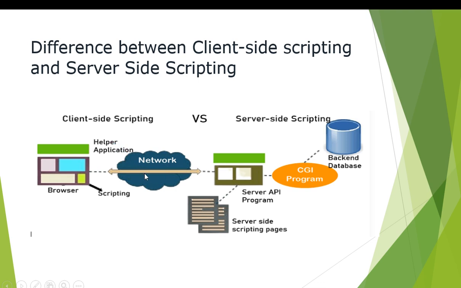and a helper application, it interacts with the server, with the network, and then scripting is being done. Whereas in the server end, the backend is associated with the CGI programs, and the server API programs are associated with the server, where the server-side scripting pages are made. And this is the basic difference.